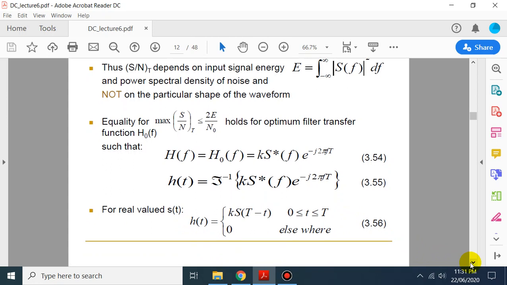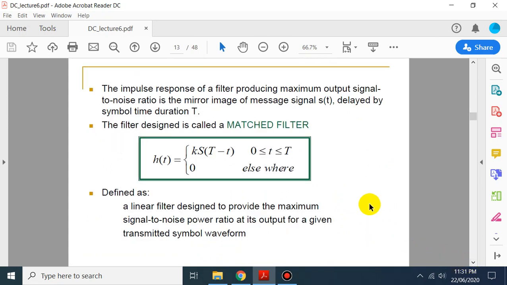So now the impulse response of a filter producing the maximum output signal to noise ratio is the mirror image of the message signal delayed by the symbol duration T. The filter design is called a matched filter. This is called a matched filter, which we have designed from the approximation that we have used. It is defined as a linear filter designed to provide the maximum signal to noise ratio at the output for a given transmitted waveform.